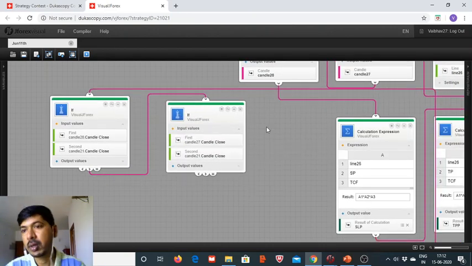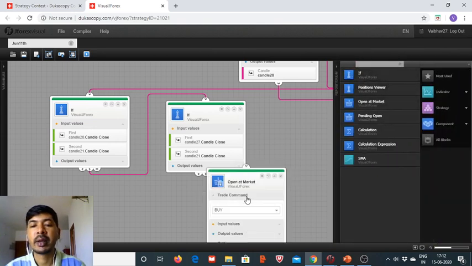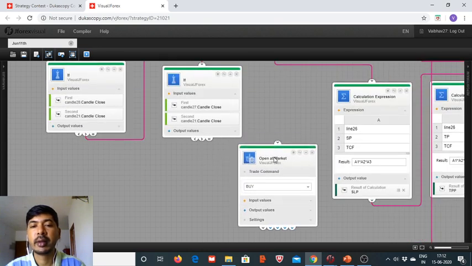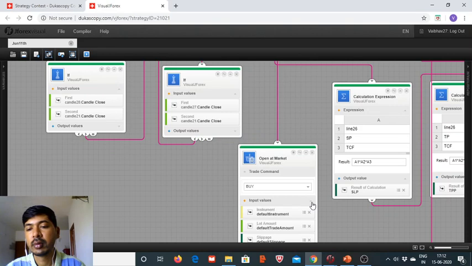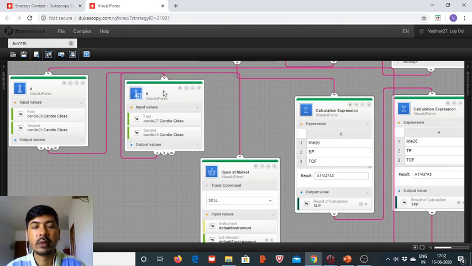than the candle 21. So now we bring in open at market block, and it is here, first input greater than, less than second input, it is buy, it is sell. So here we are.